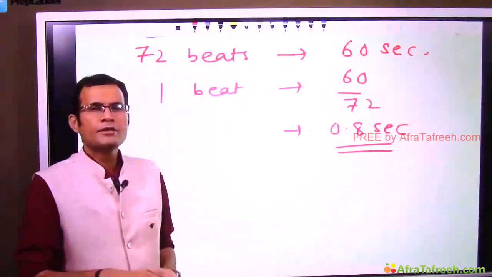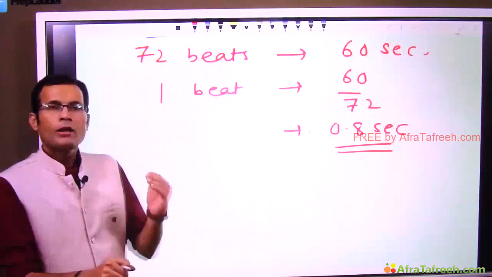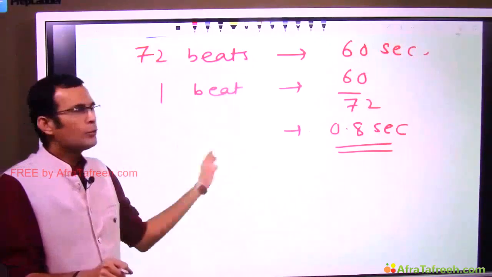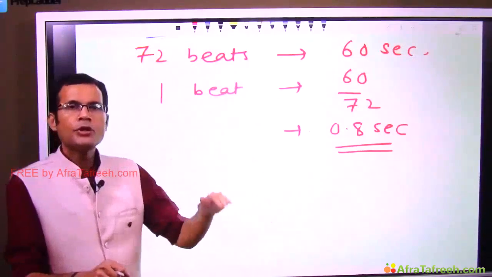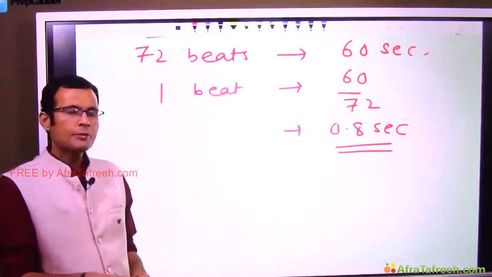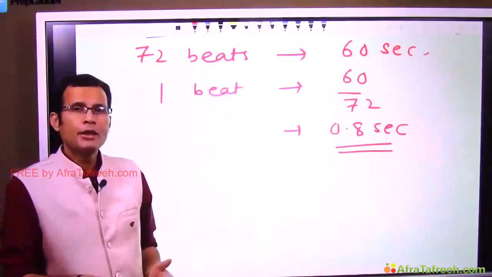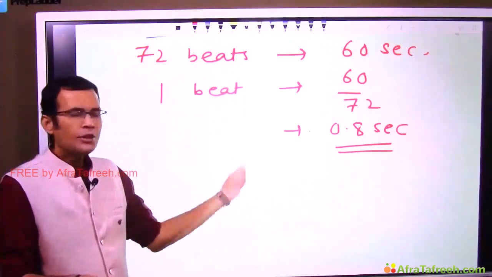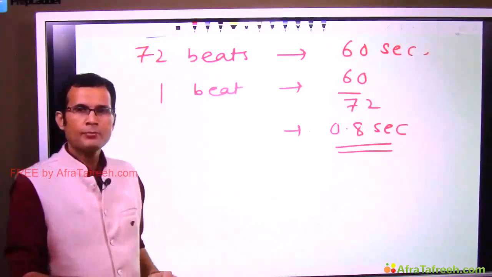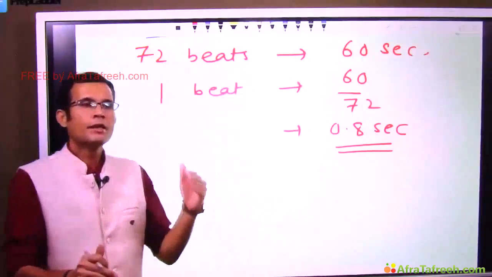Why did I just say the duration is significant? Because as the heart rate goes on increasing, the duration of the cardiac cycle will go on decreasing. That's very obvious to understand. If the heart rate is 144 beats per minute, then each heartbeat will have half of this duration, 0.4 seconds. So please keep this in mind, and then I take the next point.